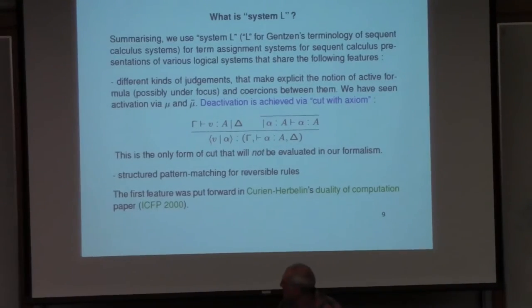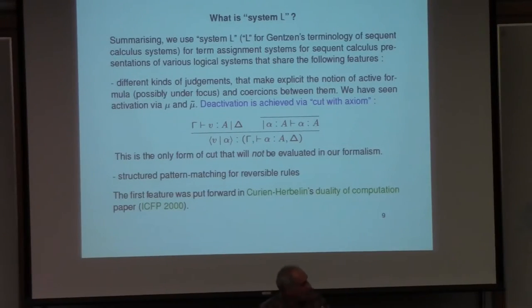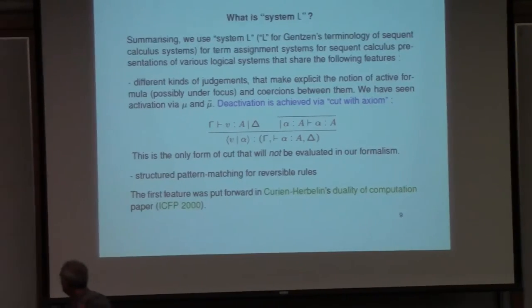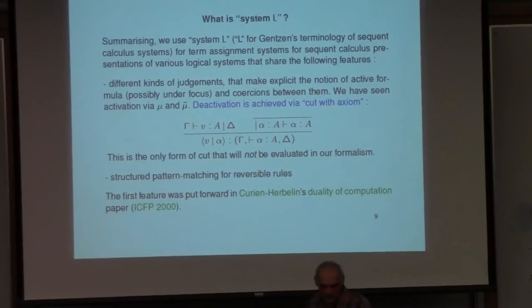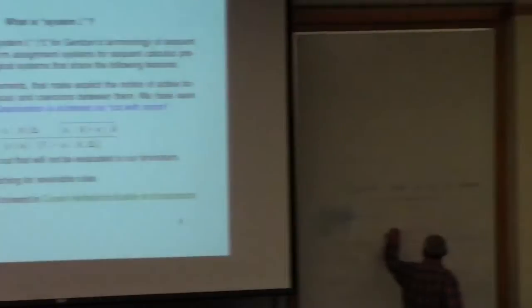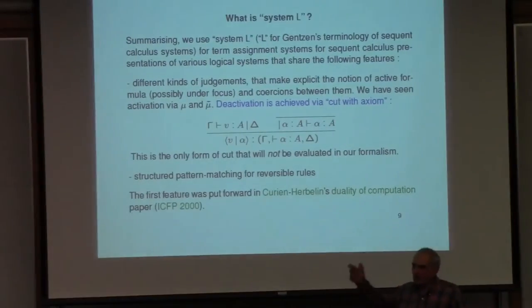To finish lecture zero, by summarizing very briefly what are the features introduced so far. So we have introduced different kinds of judgments to account for the way in which proofs are built in sequent calculus. And so we needed to have a notion of activation of formula. And I just want to comment here that with the kit that we have introduced so far, we can also do the reverse coercion.